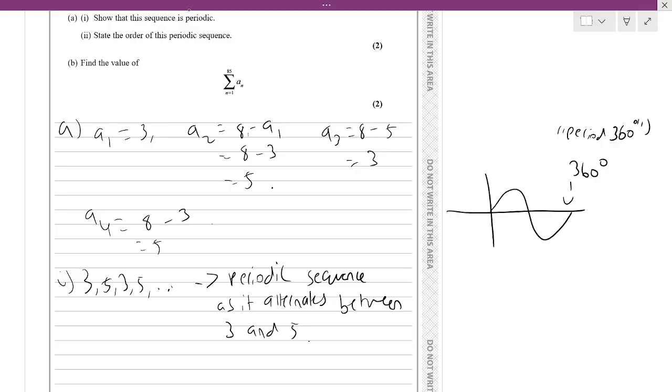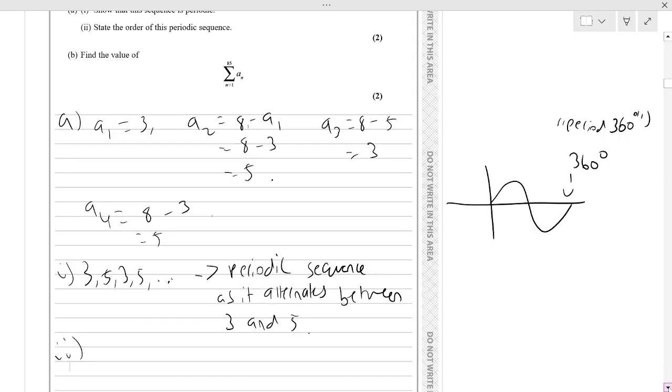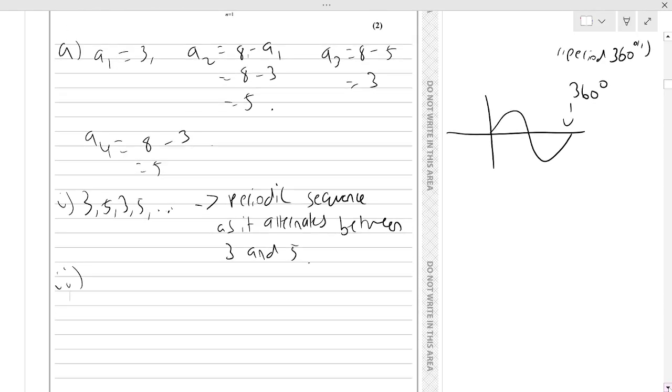So then for the second part, we need to state the order. So what that means essentially is how many different numbers there are. So obviously we've gone from 3 to 5 and then back to 3. So it's 2 times. So the order is 2 essentially.